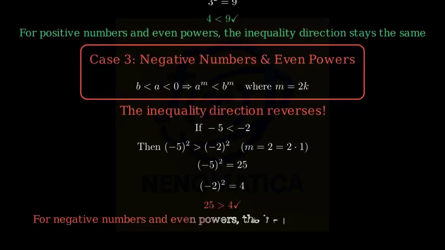The key insight here is that when we raise negative numbers to an even power, the inequality direction reverses. This happens because even powers make all negative numbers positive, and the larger negative number, in absolute value, will result in a larger positive number when squared. Let's visualize these properties on a number line to better understand why they work.